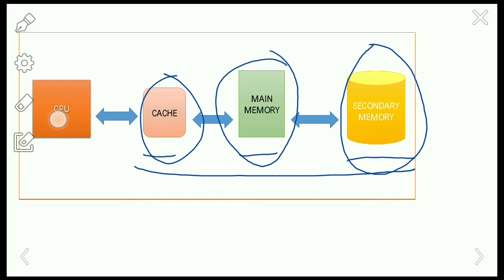So registers will be present inside the CPU, right? It will hold only some bytes of data. Compared to cache memory, it has less capacity. Here, secondary memory has the larger capacity compared to all the other storage devices.